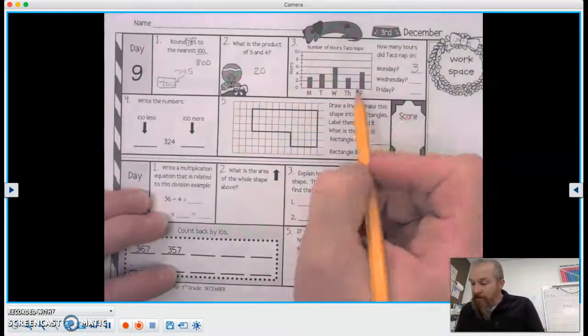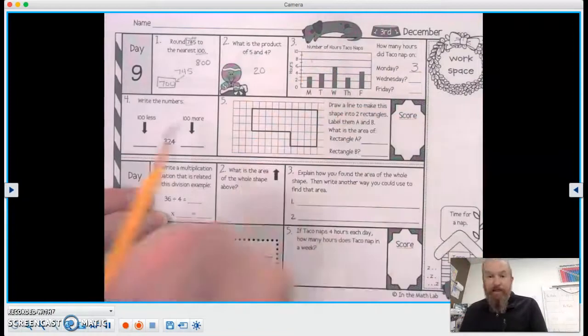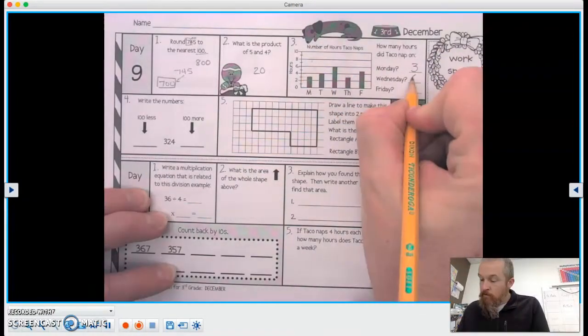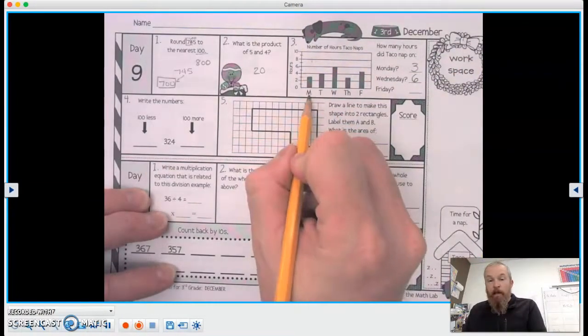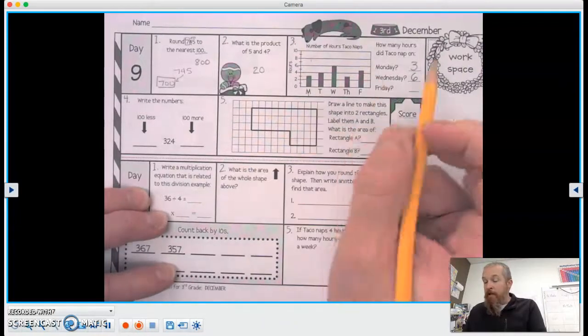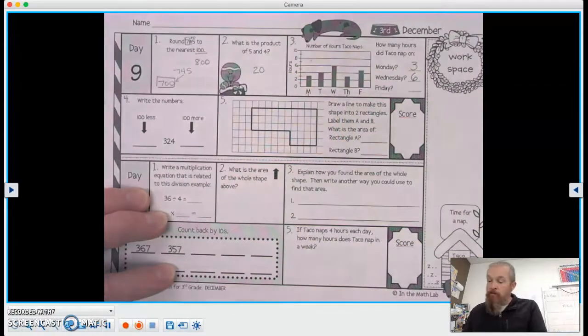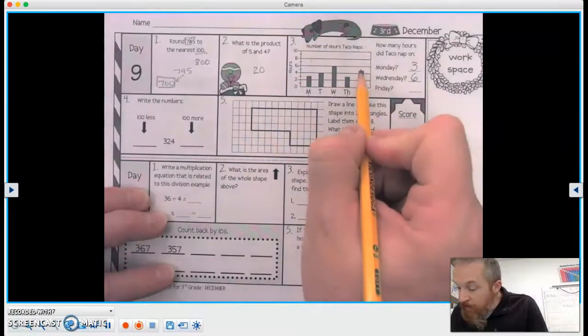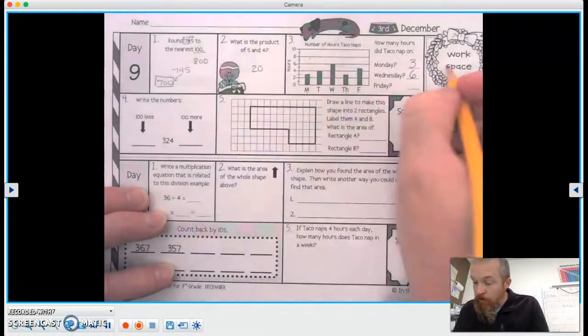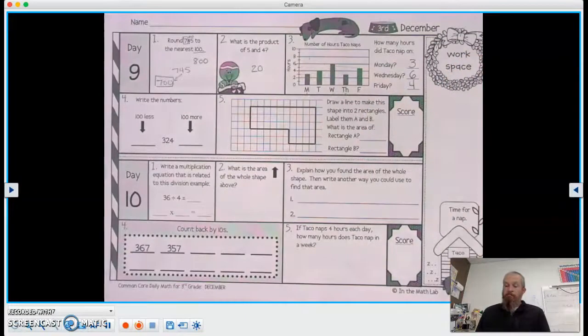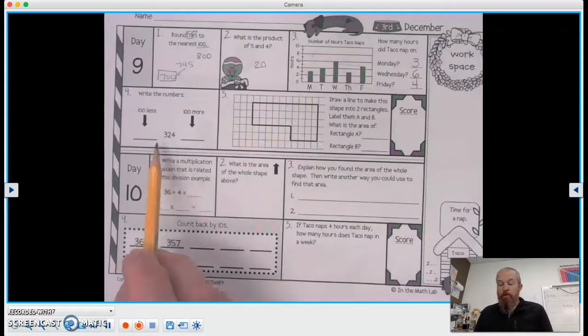And then let's look at Wednesday, way up here in this line, and that's a 6. So that's M for Monday, T for Tuesday, W for Wednesday, TH for Thursday, F is Friday, okay? And Friday, Taco naps 4 hours. There you go.